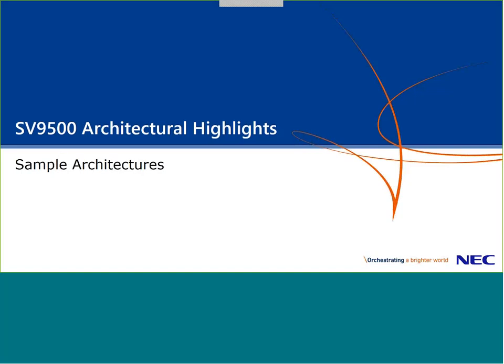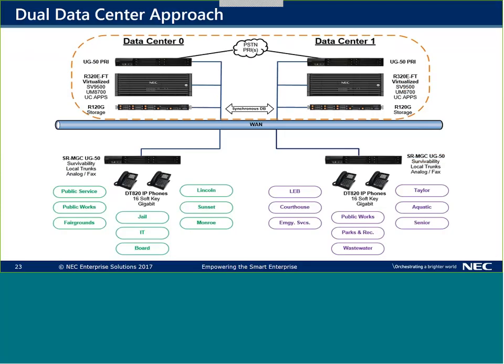So we've talked about 3 different ways to deploy the core of the SV9500, and we've also talked about how to use the UG50 as a remote survivable unit. So what happens if we put those 2 together? These are some sample designs from real customers, just to give you an idea of what this looks like in practice.